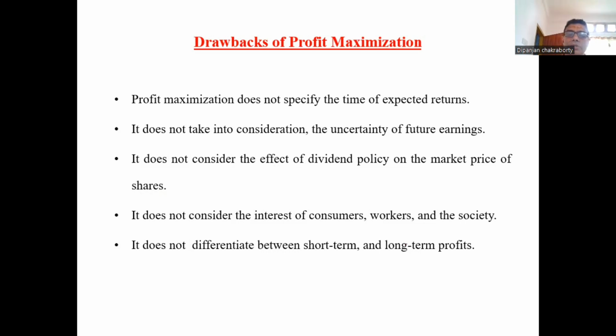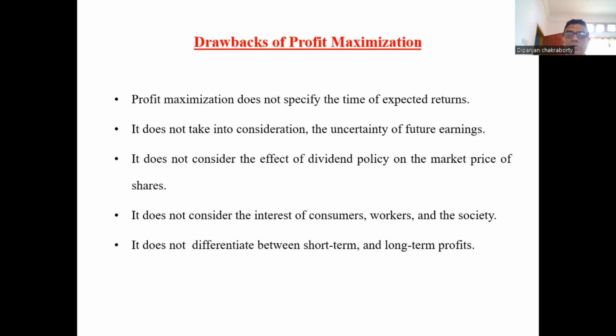Profit maximization does not consider the effect of dividend policy on the market price of shares, because if an organization is to grow and run, it has to depend on profits, no doubt. The organization has to give the dividend to the shareholders, but that dividend has an impact on the market price of shares. But profit maximization does not have any policy, rules and regulations regarding its impact on the market price of shares.